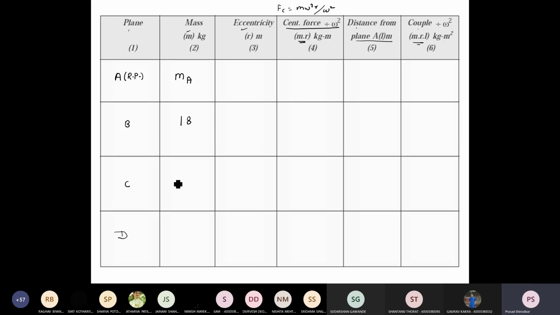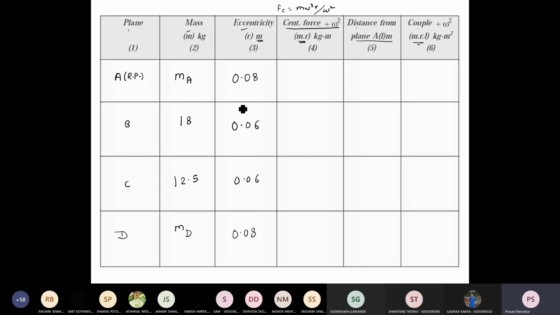Okay, sir. Alright. So mass of A is unknown, mass of B is 18 kgs, mass of C is 12.5 kgs, and mass of D is md, that is also unknown. Alright. Now eccentricity, that is radius of rotation. So Ra I converted into meter, 0.08 meters. See, units are already mentioned in the top of the table, so I am not writing the units when I am entering the values. Okay. Radius of B is 0.06, radius of C is also 0.06, radius of D is 0.08.